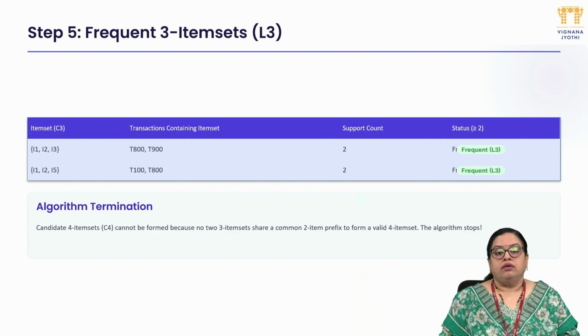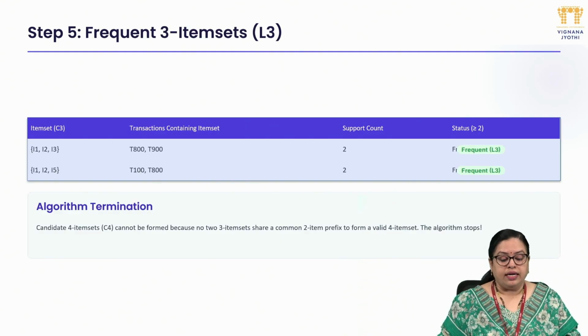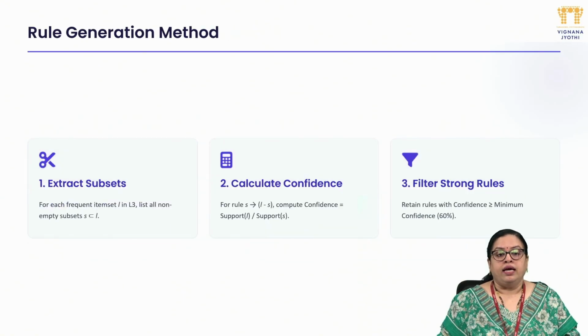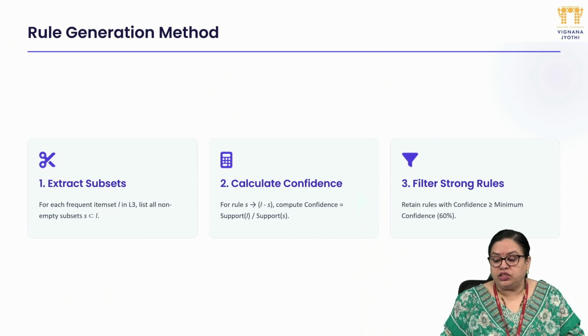So we terminate our algorithm here, because we have some logic by which we stop the algorithm. We stop whenever the candidates are C4 only. Okay, next, what did we understand about the rules for generating all these things? Extract subsets, calculate the confidence, and filter the strong rules.